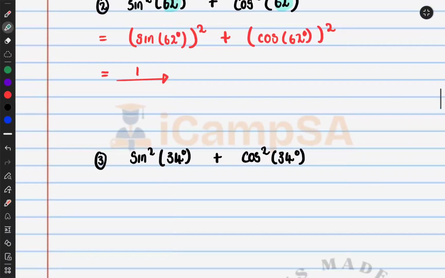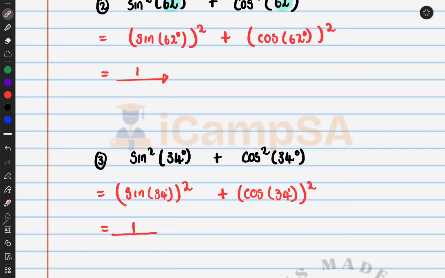And the next, what do we have? We have sine squared 34. Once again, this is going to be sine 34, everything squared, plus cos 34 degrees, everything squared. And then you punch this in the calculator. Once again, you get 1.